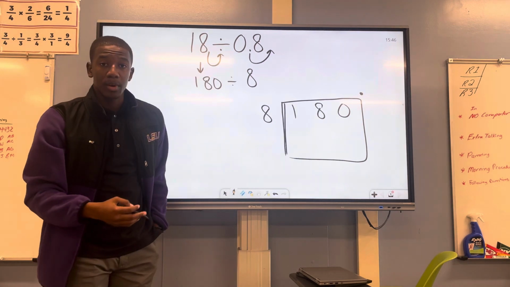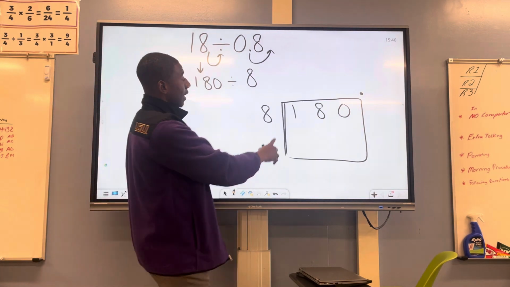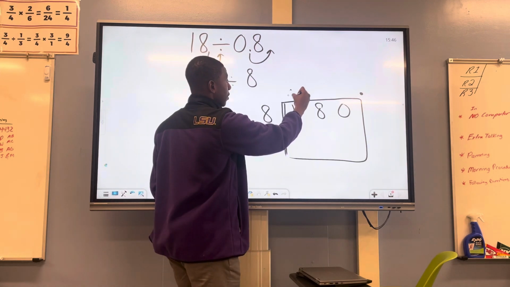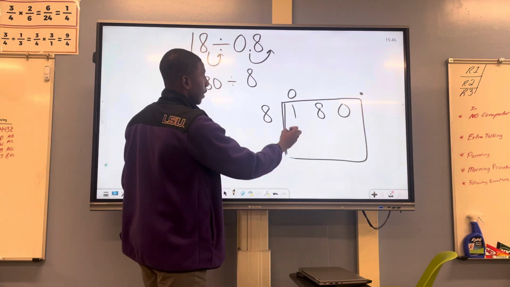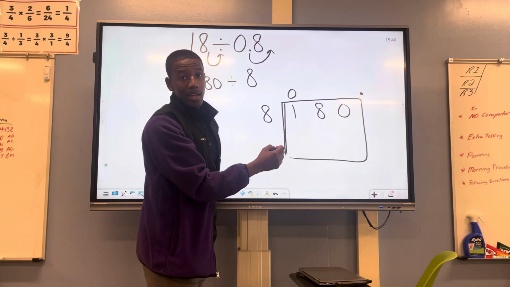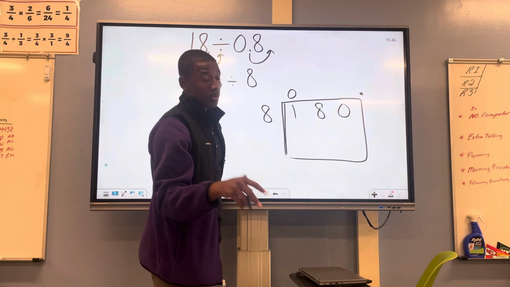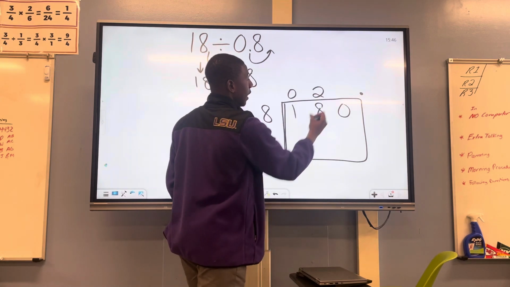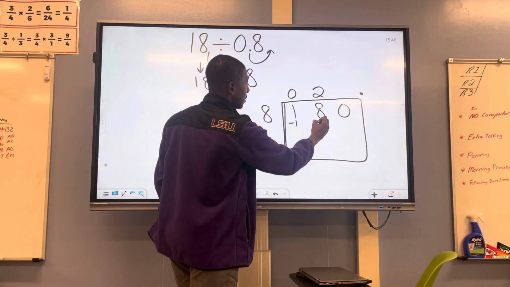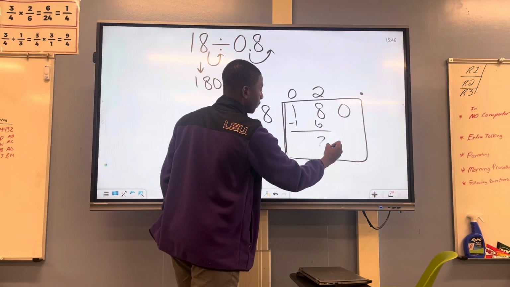So now I got to think to myself, can 8 go into 1? Obviously, no. I'll put a 0. So now I gotta think, can 8 go into 18 now? So 8 goes into 18 2 times. So I'll put a 2 over the 8 because I'm in that place with that value now. So now 18 minus 16 gives me 2.